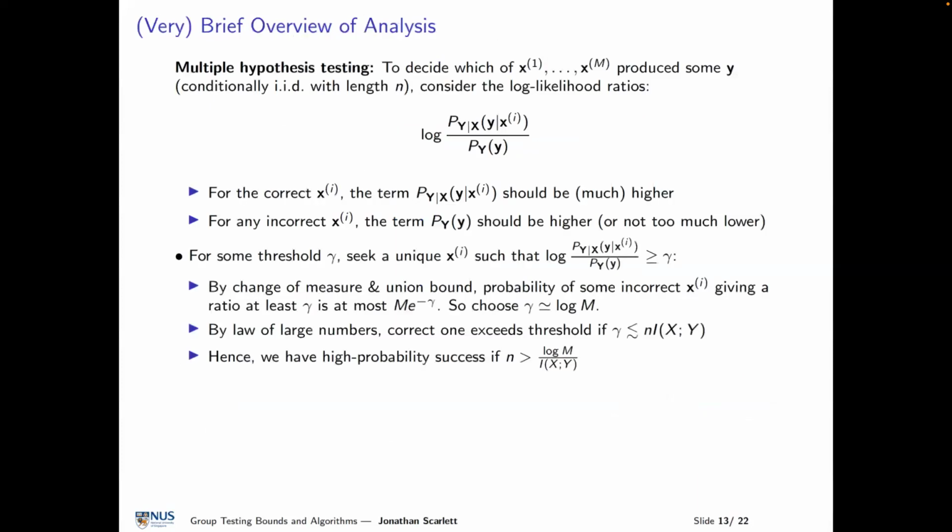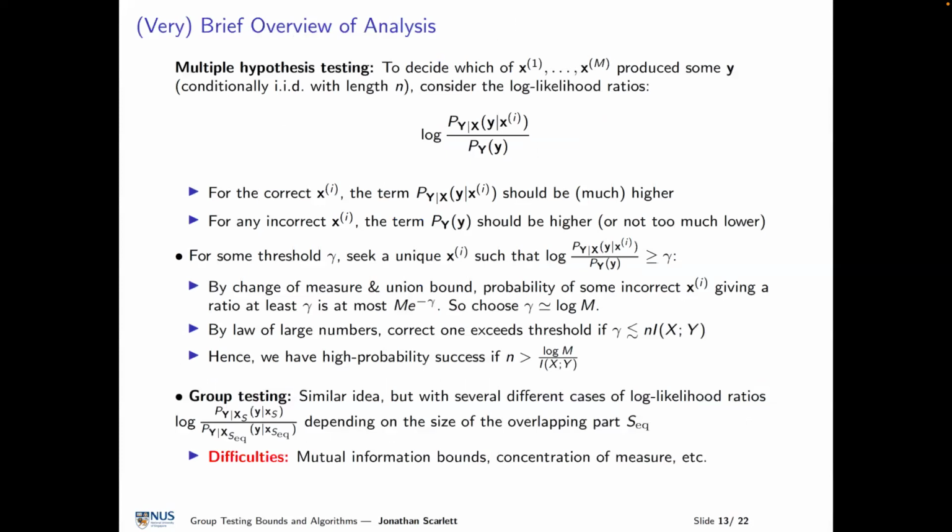I don't know if I have much time to go into the analysis. Maybe I'll flash up this slide in case anyone wants to read through it. The analysis is loosely inspired by binary hypothesis testing and communication. In communication, if you want to figure out which code word was sent out of M options, you can look at this log likelihood ratio: what would the probability of my received sequence have been given that code word versus the unconditional one. For the correct code word, this should be high. For incorrect code words, this should be small. And so if you threshold it, you hopefully get the right answer.